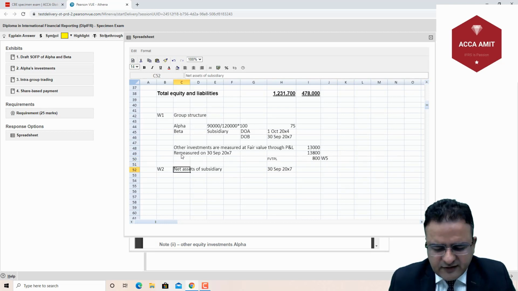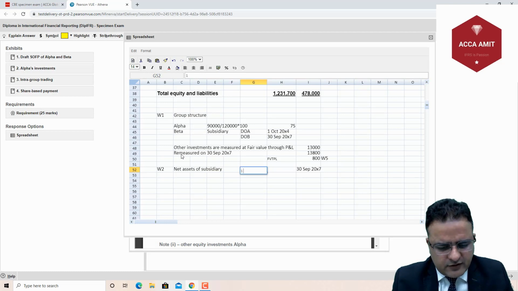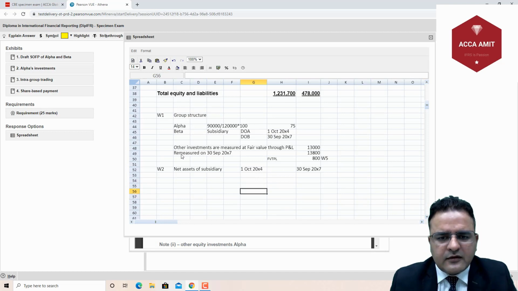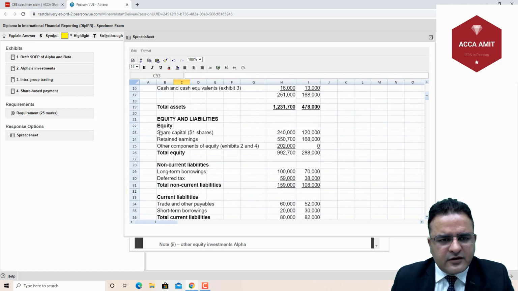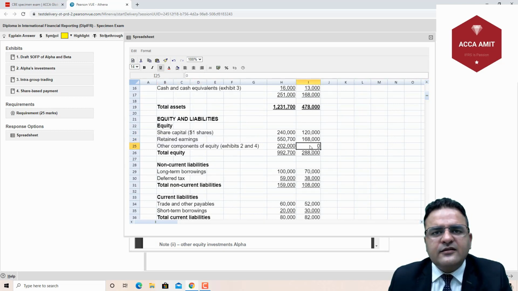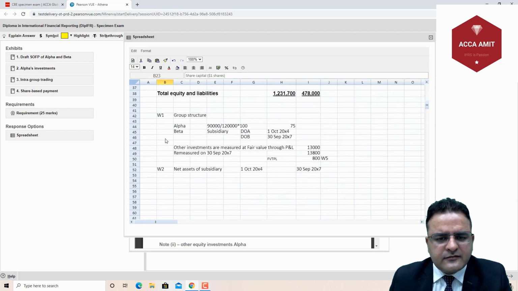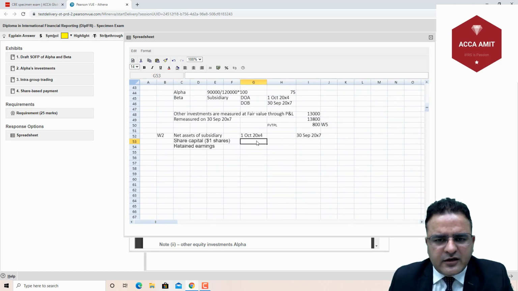The second thing we need is net assets of subsidiary, that is on date of acquisition and date of balance sheet. This is date of balance sheet. Date of acquisition is 1st October 20x4. Now net assets of subsidiary which are acquired are share capital, retained earnings, other components of equity. Other components of equity, there is nothing as far as subsidiary is concerned, so there is only share capital and retained earnings on the date of acquisition.